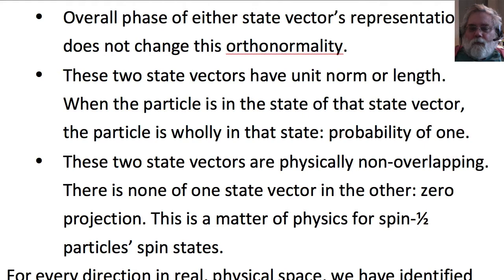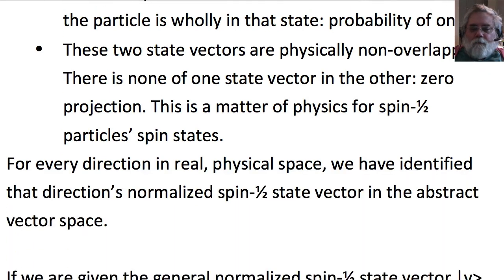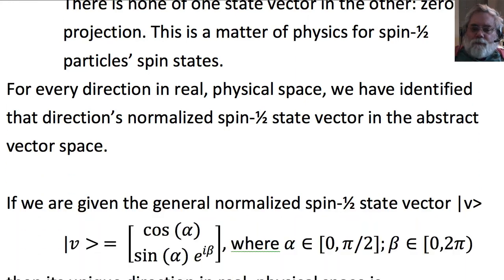Now, I already said this wording once before. I said it once before in terms of z plus and z minus, which were our basis vectors. Now I'm saying it in terms of n plus and n minus. And z plus and z minus are just one instance of n. For every direction in real physical space, we've identified that direction's normalized spin 1/2 state vector in the abstract vector space.